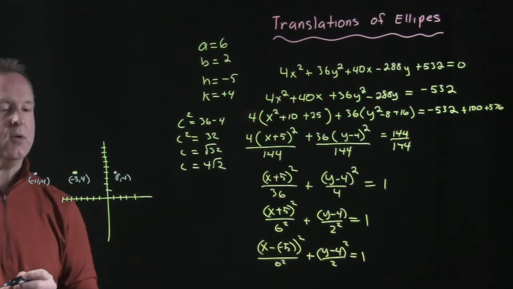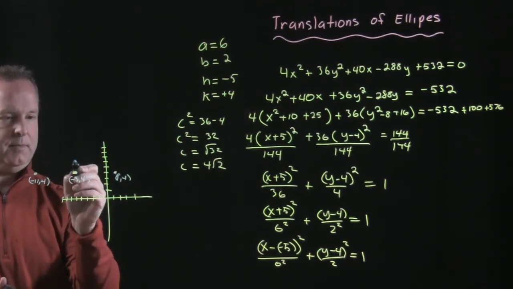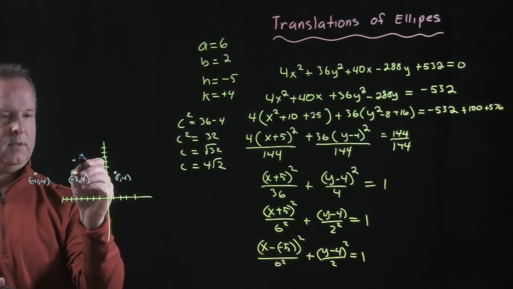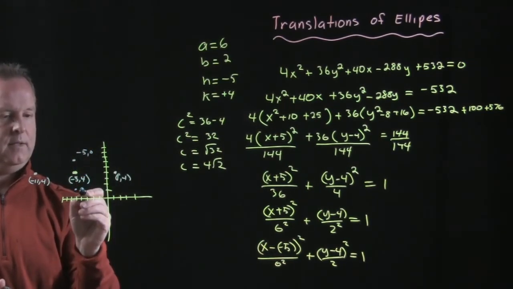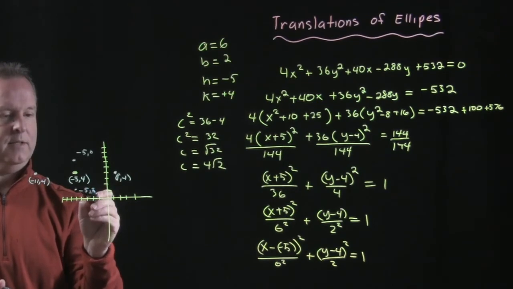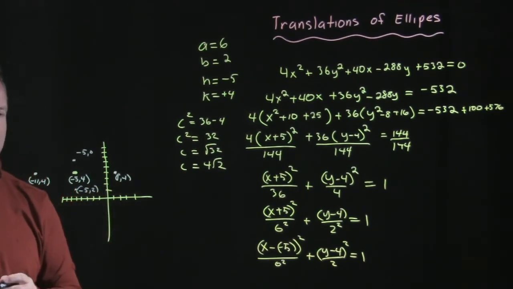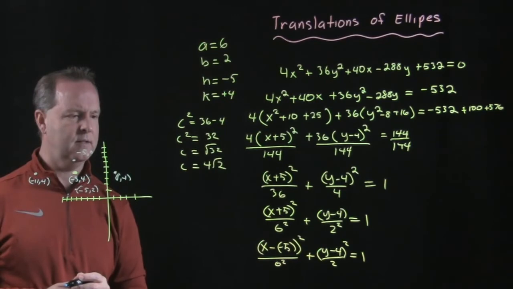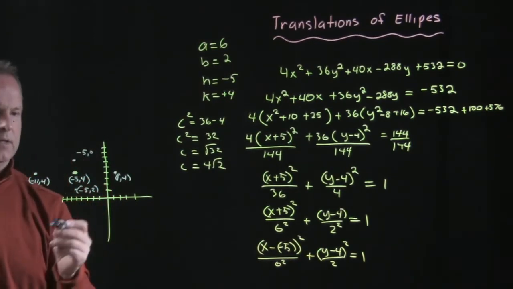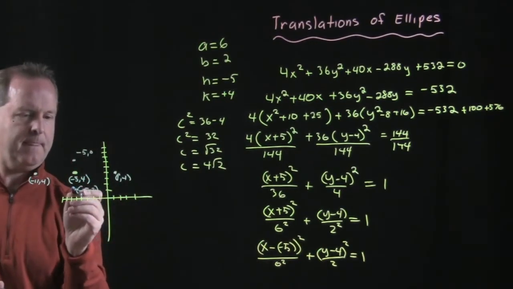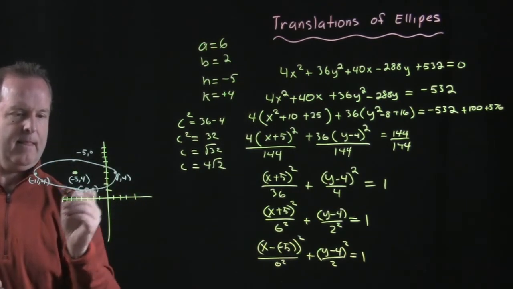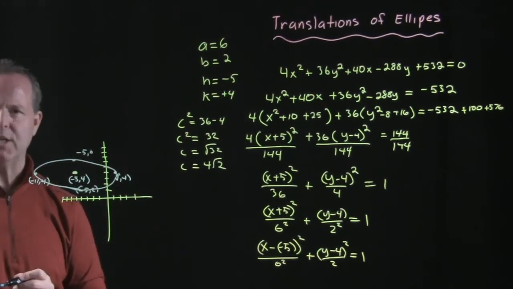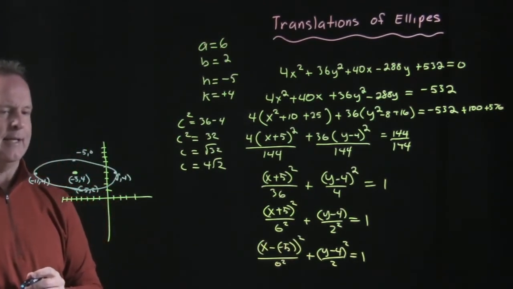My b is 2 units above and 2 units below, so up 2 units, that's at -5, 6, and down 2 units, -5, 2. All right, we all right with that so far? You guys feeling pretty good? I think I'm feeling pretty good. So there's my ellipse now. Imagine that's a nice, clean, pretty ellipse.